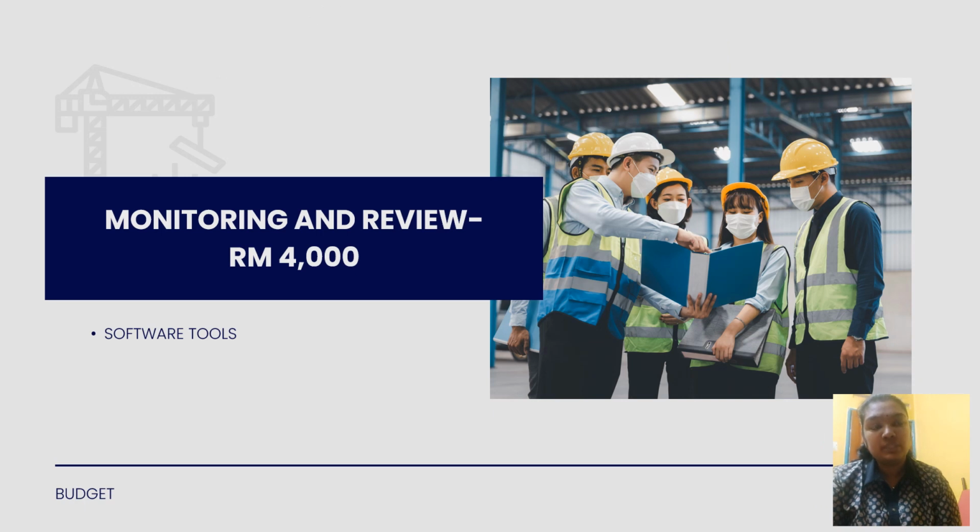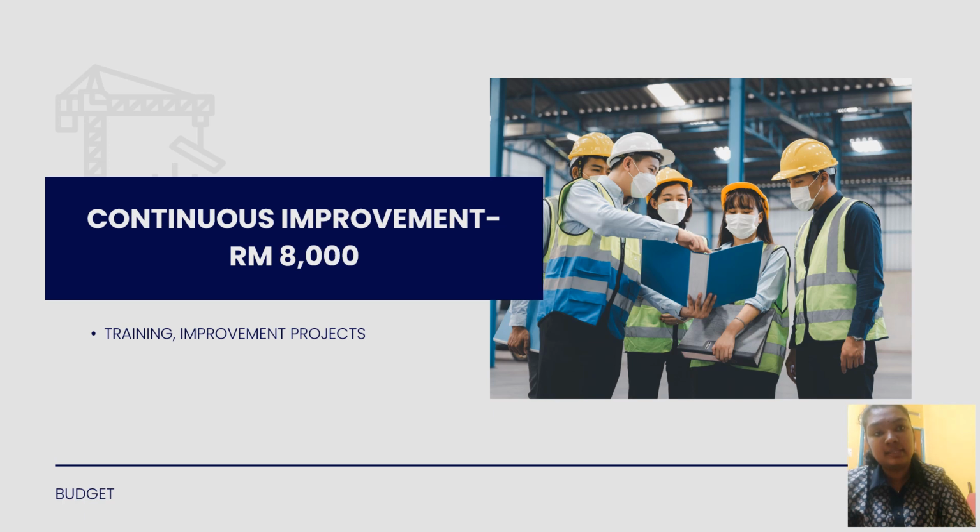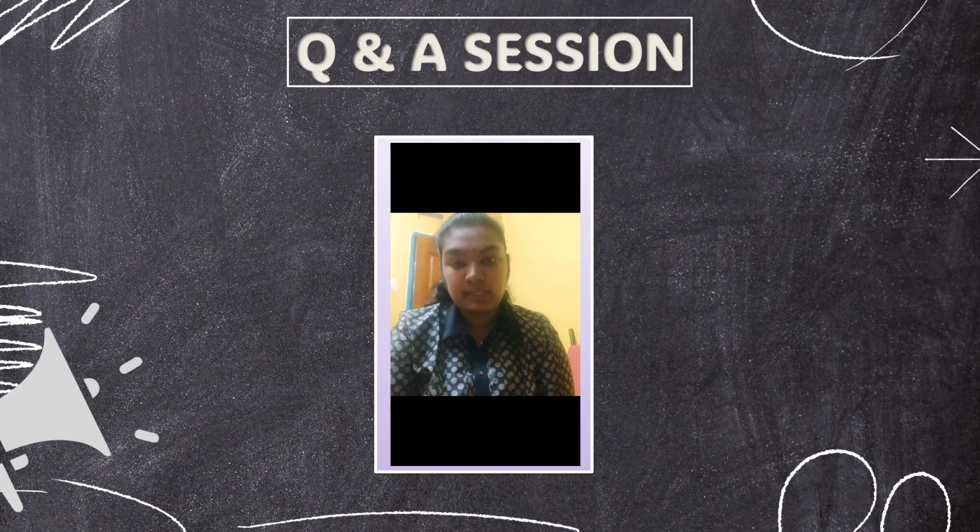And then is monitoring and review. We have decided to put a budget of 4,000. And then lastly is continuous improvement. We have decided to put 8,000, which is for training and improving projects. That's all from me. Thank you.